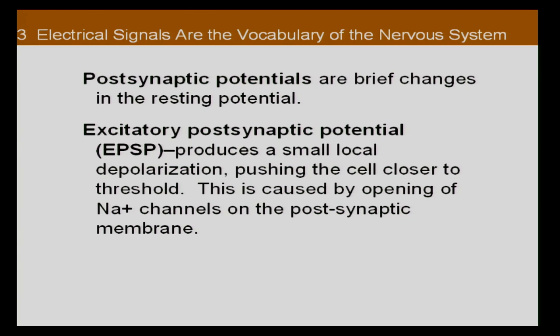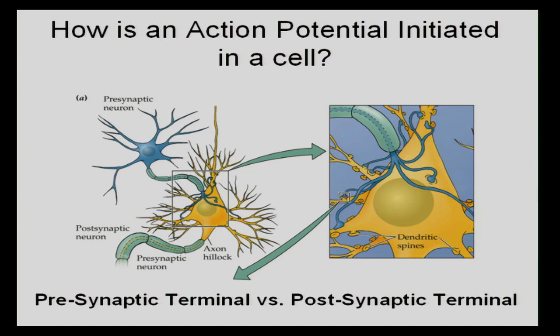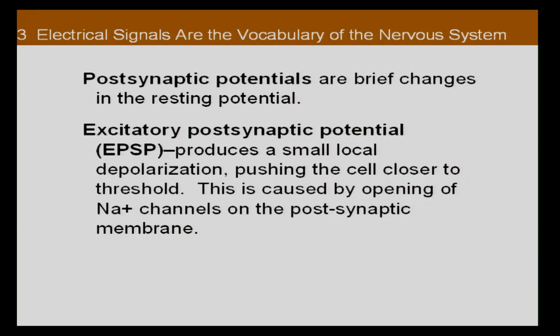Those electrical changes are called postsynaptic potentials. And they're brief changes in the resting membrane potential. There are two flavors of postsynaptic potentials that you could have at the cell body and dendrite. The first is excitatory. Excitatory postsynaptic potentials produce a small local depolarization. Okay, it pushes the cell closer to threshold. It's going from negative 60, you're going closer and closer to zero, trying to get to that threshold.